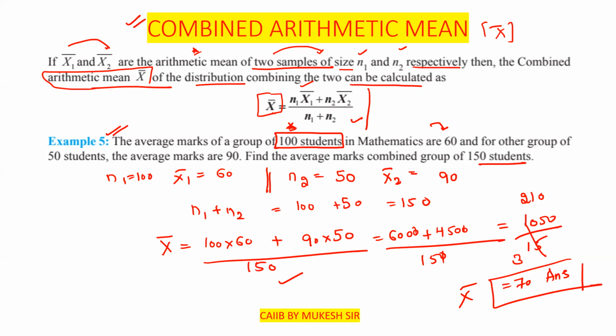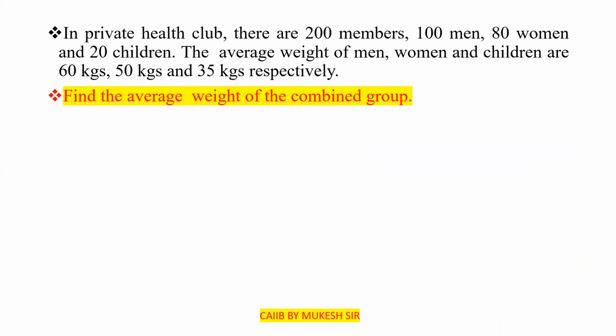In that, they will vary the question a little bit. How? Let's discuss that. Let's move towards the next question. It says that in a private health club, there are 200 members. Clear? In the private health club, there are 200 members.